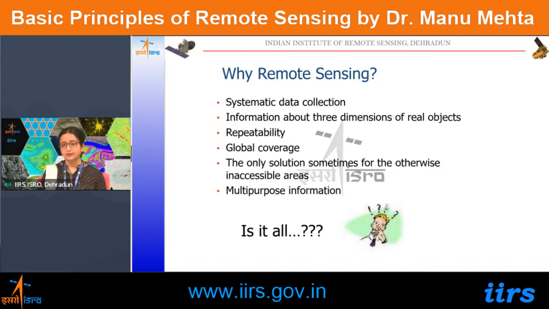No. For checking how correct I am, I have to go to the ground truth or in situ measurements. There are still certain fields, for example, subsurface analysis, where in situ measurements are more dominantly used. Of course, in situ measurements are more accurate, but remote sensing has its own advantages, due to which it is very popular.